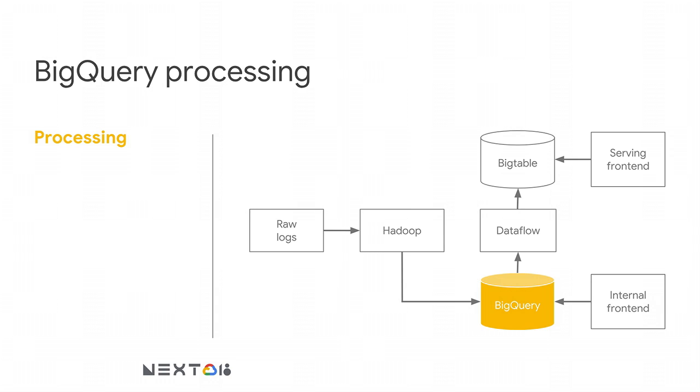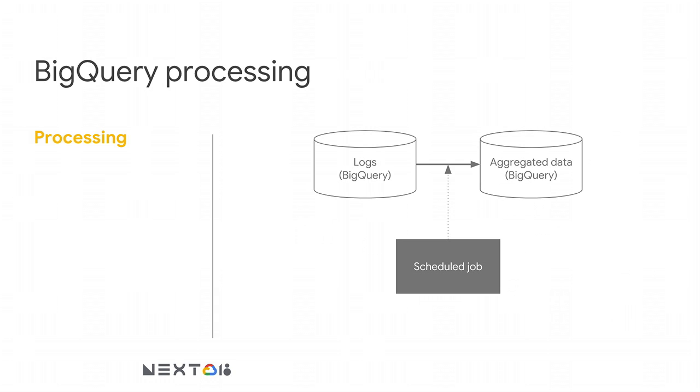We are not using BigQuery in this implementation only as a data warehouse, but we're also using it as a processing engine. In this case, we're replacing some of our MapReduce jobs that are running in our Twitter environment. So the way we're doing this is after we ingest the raw logs into BigQuery, we schedule jobs that run a set of SQL queries, which then output the aggregated data into another BigQuery table.